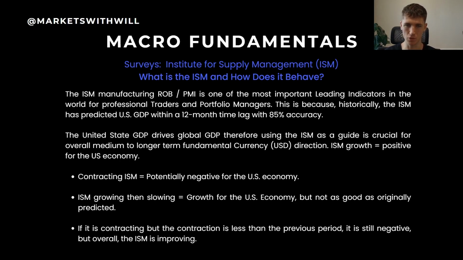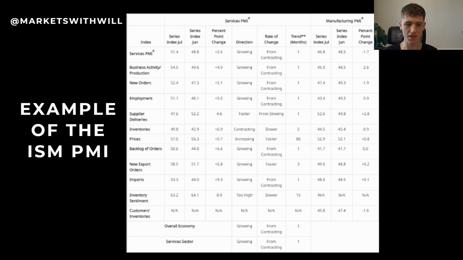Obviously that is good for the ISM. It's still bad, but it's improving. So you can sort of put two and two together. Now, this is an example of the ISM PMI, and it measures business activity and production, new orders, employment, prices. It also displays exports and imports and supply chain indications. So obviously we talked about under 50 is contraction, over 50 is expansion.